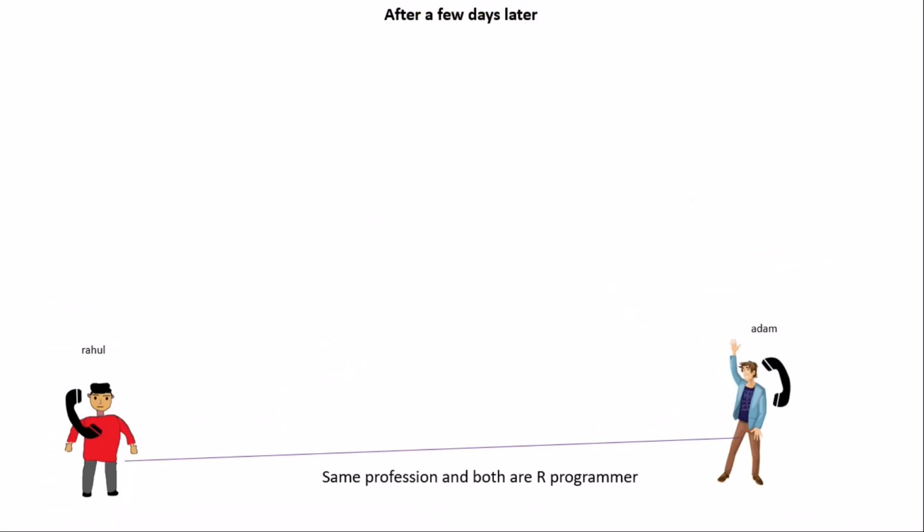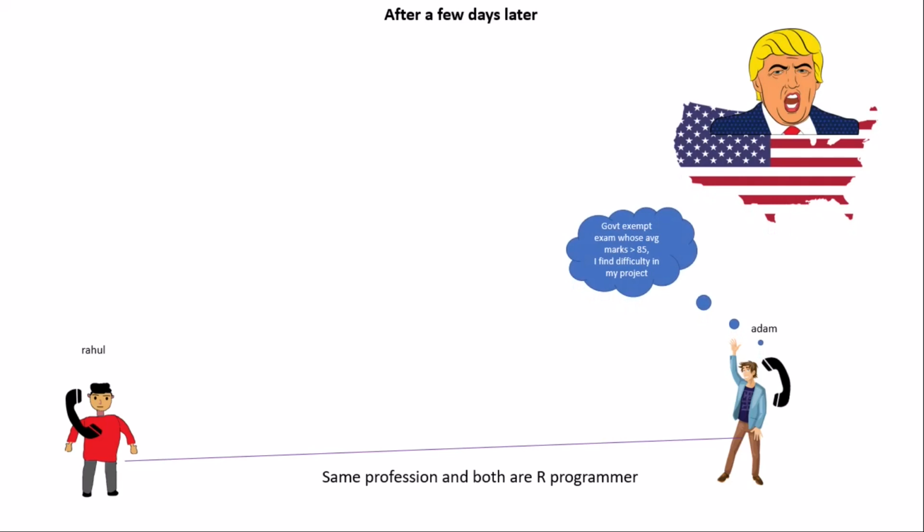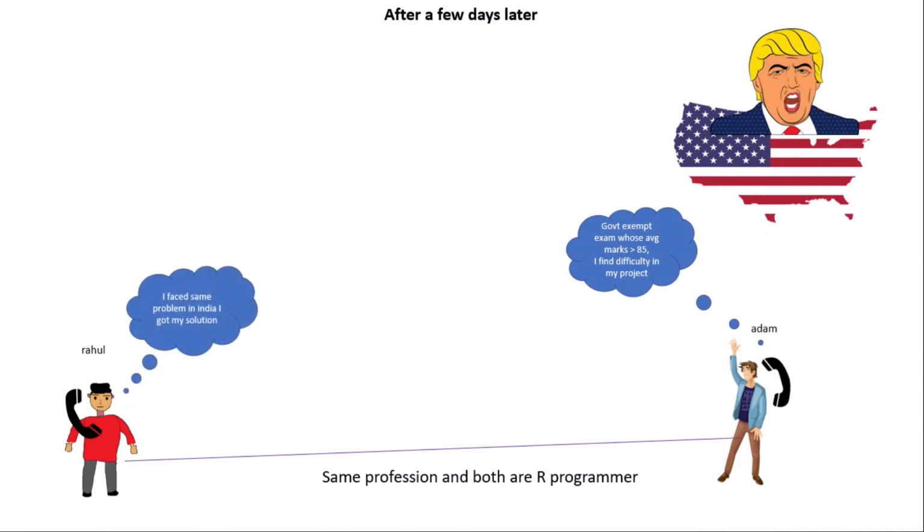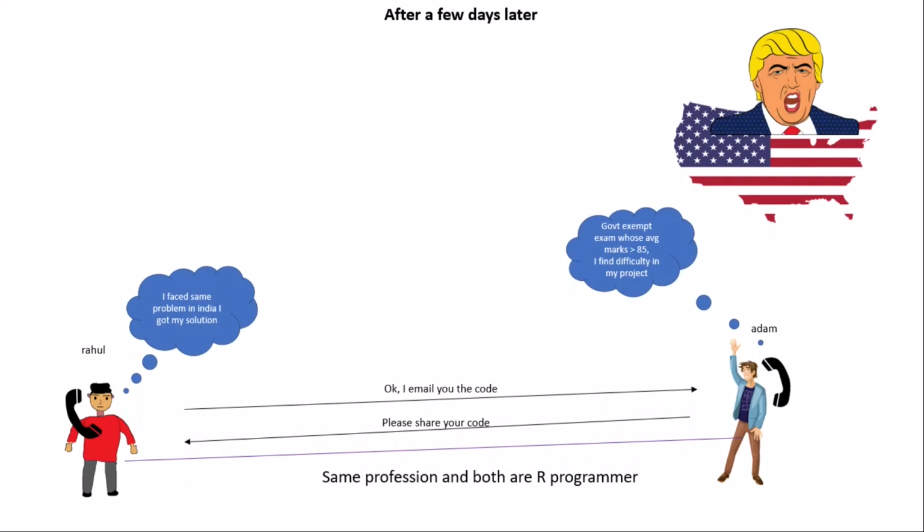Now let's go forward. After a few days, Rahul is talking to his friend Adam, who is living in the USA, and they both belong to the same profession, and both are R programmers. First they talk casually, but suddenly Adam says that here in the USA, Donald Trump made a decision that the government exempts students from the exam whose average marks are more than 85%, and I find it difficult in my project. So Rahul says that I faced the same problem in India and I got my solution. Now Adam says that please, can you share your code? Rahul says yes, I am ready to share my code through Gmail.